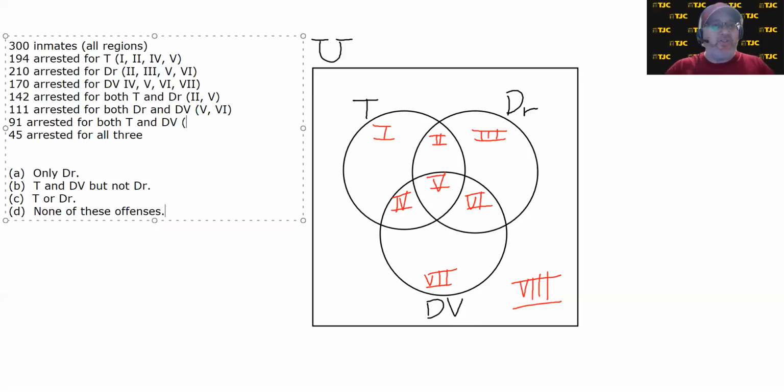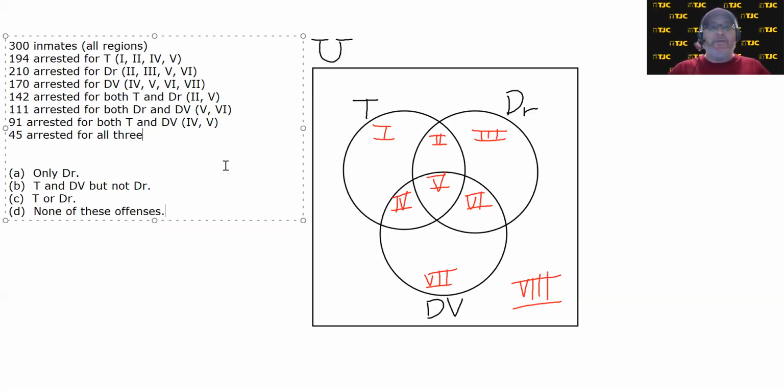91 arrested for both theft and domestic violence. Which regions are the overlap of the T circle and the DV circle? Regions 4 and 5. Again, so far, every number that I've been given has represented more than one region. So I can't put any of those numbers in yet.